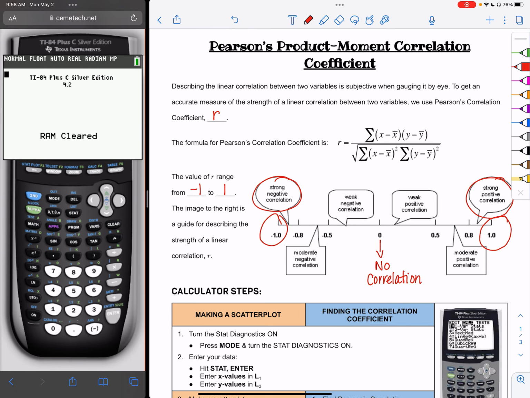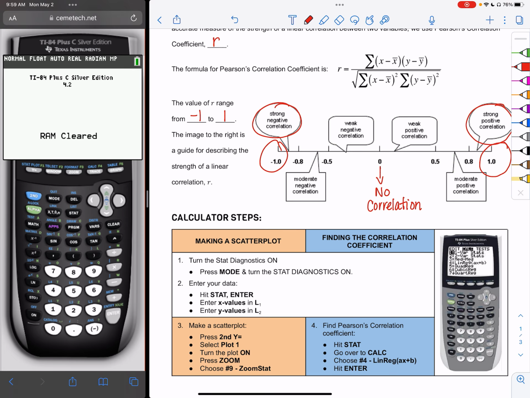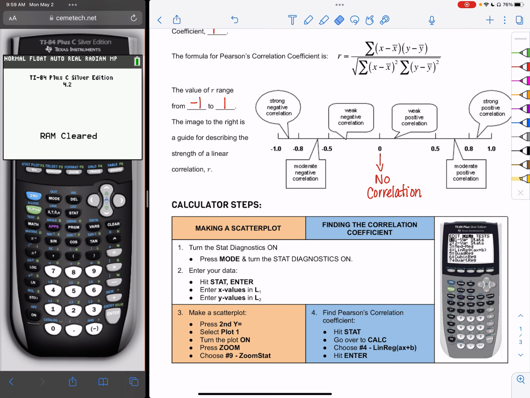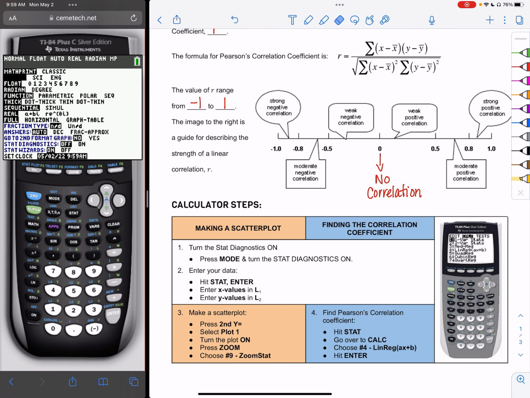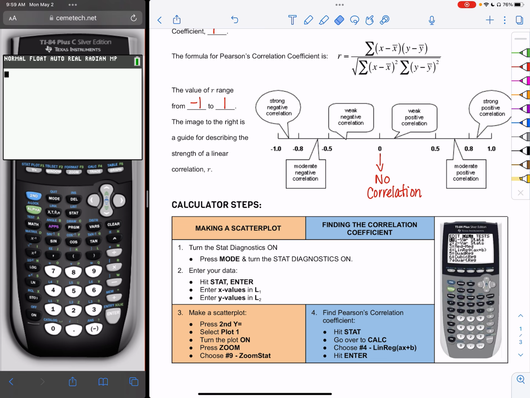All right. So in order to do this in our calculator, we are going to take the following steps. If you want to make a scatter plot or find the correlation coefficient, the first two steps are always the same. The first thing you need to do is turn your stat diagnostics on by pressing mode and then turning the stat diagnostics on. So I'm going to press mode and go down to stat diagnostics, and I will select on. Okay, so now my stat diagnostics are turned on.